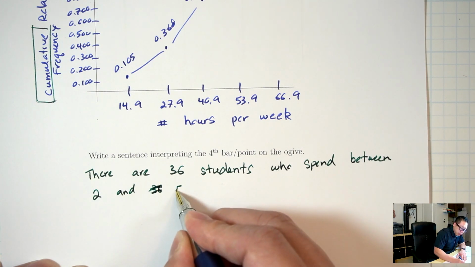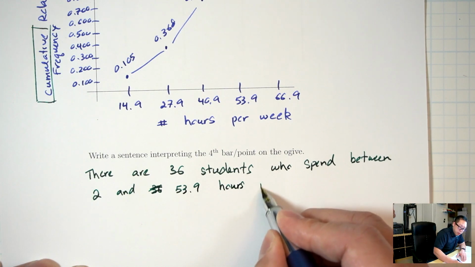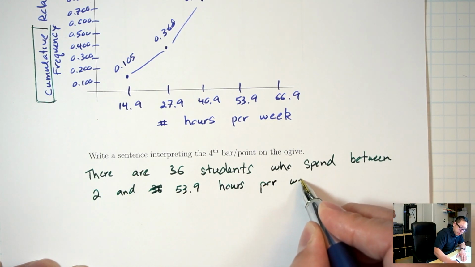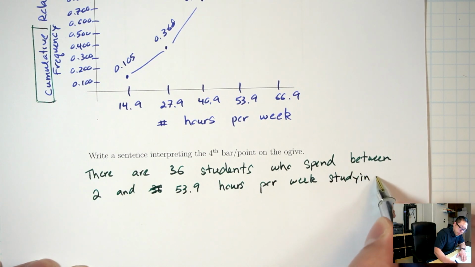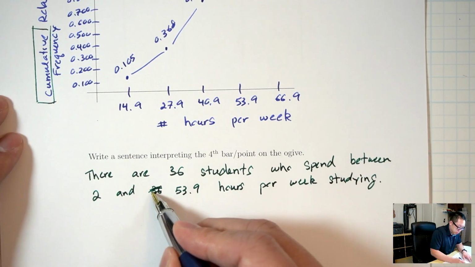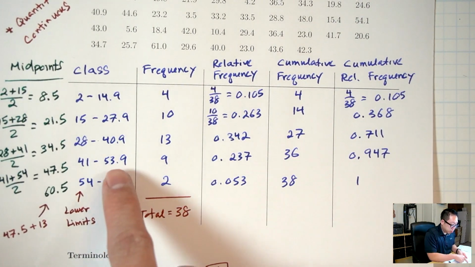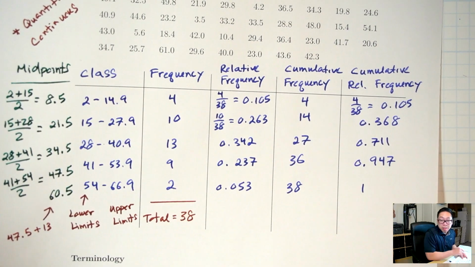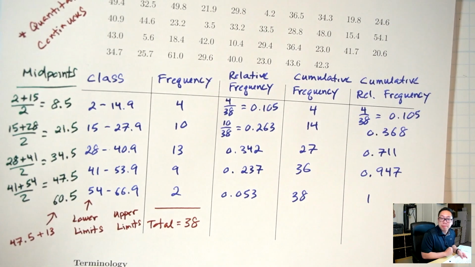And 53.9 hours per week studying. If you want to be lazy, you can also say there are 36 students who spend 53.9 or less hours per week studying. Right, so or less takes care of everything below it.